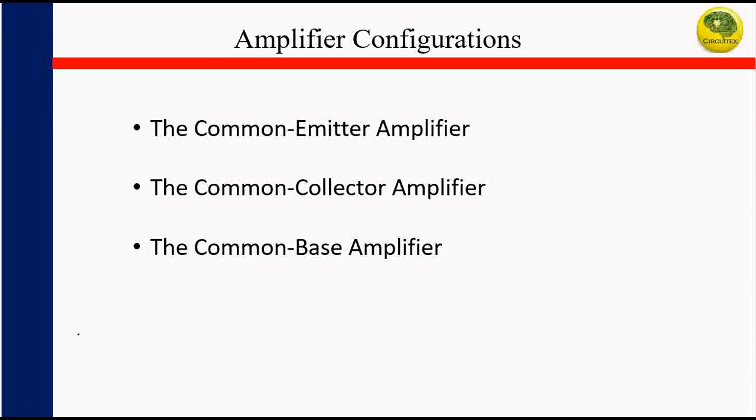The common emitter amplifier is the amplifier where the emitter is common to the input as well as to the output, whereas in the common collector amplifier, the collector is common for the input as well as the output, and the same with the base one. So these three configurations let us discuss in detail.